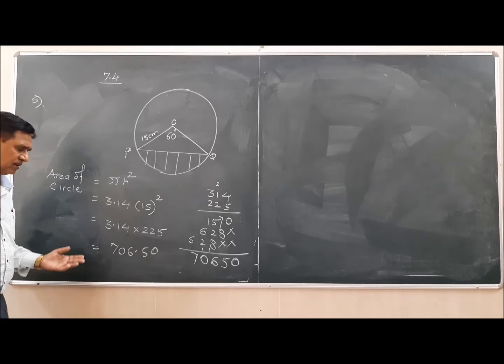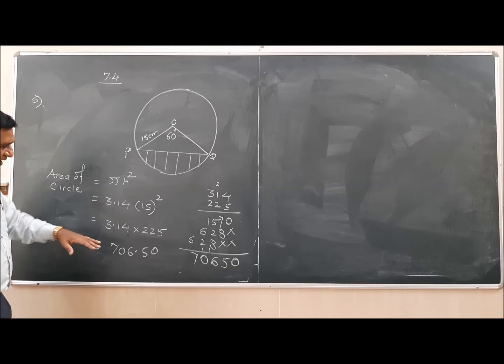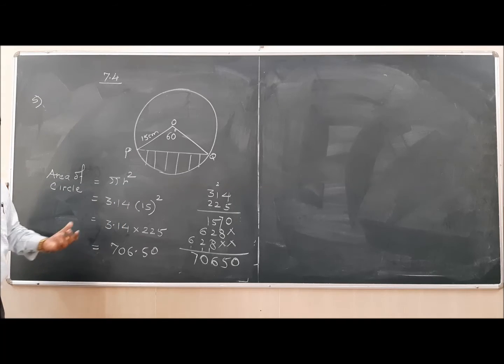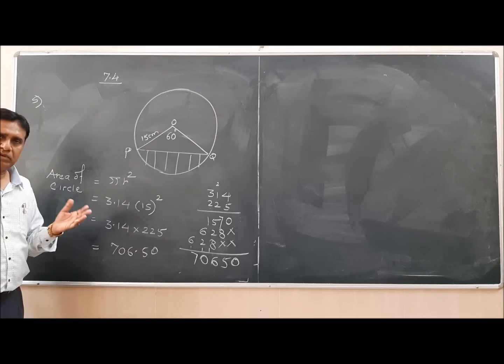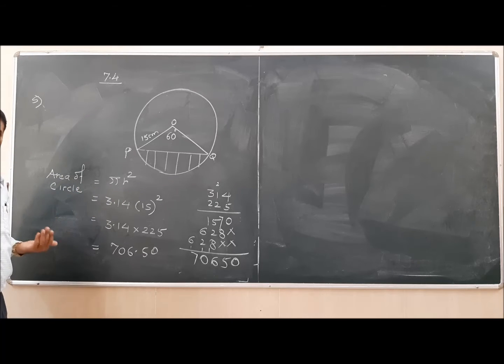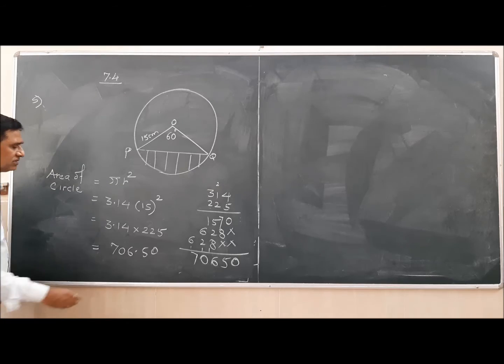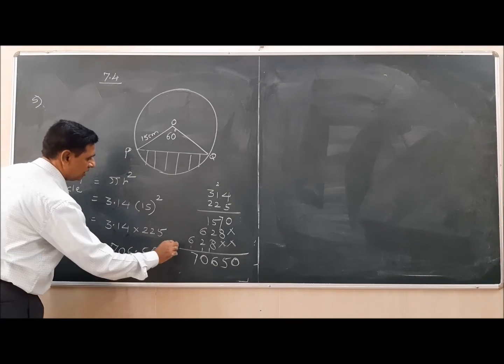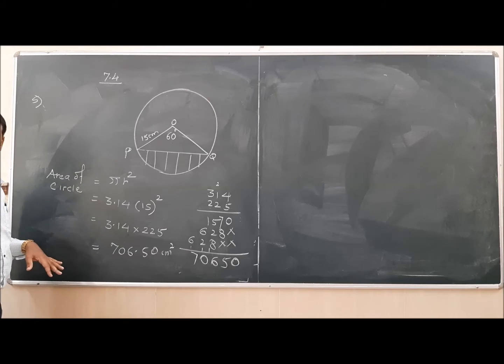So by finalizing our answer, we have to be careful that whatever number of digits are present after the decimal in the multiplication, with the same number we have to place the point from right to left. So this is centimeters square. What is this? This is the area of the circle.